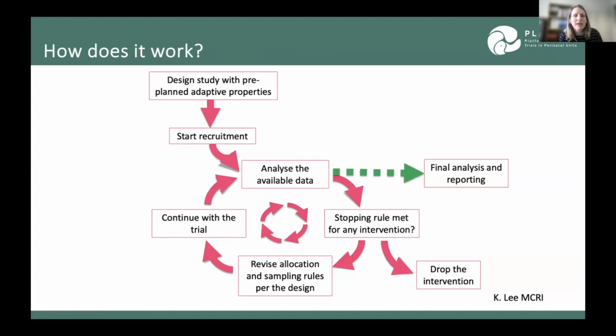What does it look like in practice? So you design your trial, you plan your adaptations, you start recruitment, and then, as I say, you do these regular interim analyses to look at the data that's being accrued. You see whether you've met any of the stopping rules. So some of those stopping rules might be because you found that the treatment is the best treatment, it's superior, you want to stop and use that in the clinic, or because it's futile, it's never going to work. Or you keep going because you actually haven't met any of those stopping criteria, and you keep going and you go round and round in that kind of circle until you've got the answers.